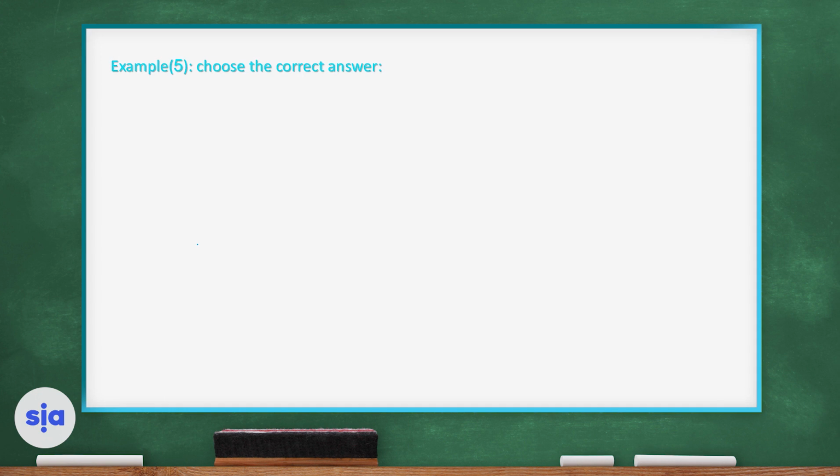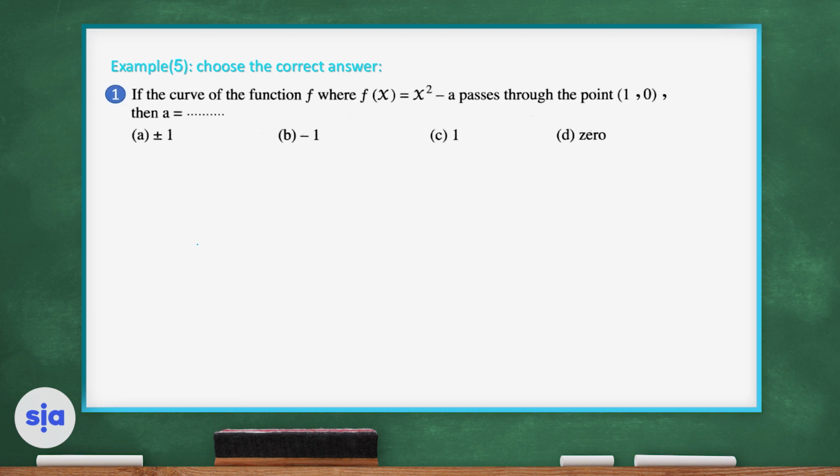Example 5 is a different type of question where we are asked to choose the correct answer. If the curve of the function f, where f of x equals x squared minus a, passes through the point (1, 0). Again, as we said before, whenever you have an ordered pair and an equation, this ordered pair is representing x and y in this function.